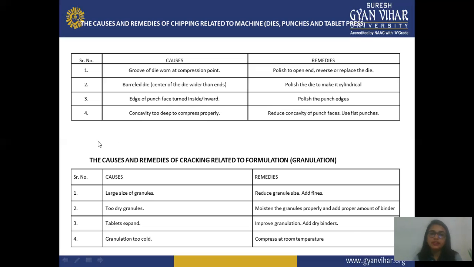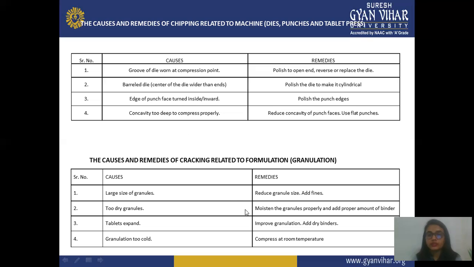The next problem is related to formulation problems, maybe during granulation or after granulation, during formulation. First is large size of granules. If the granules have a large size, then in this condition absorption and dissolution are also changed, and the drug does not show sufficient effect. So for this problem, you should reduce the size, or you can identify fine particles or uniform particles. Next is too dry granules.